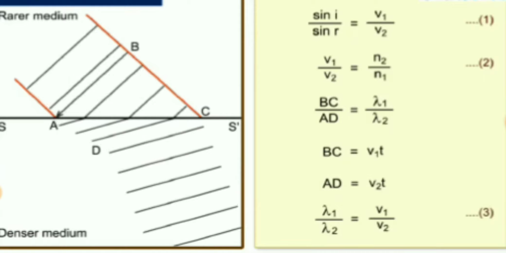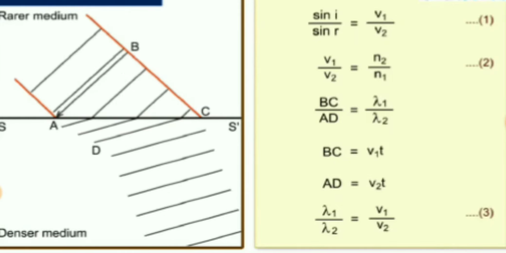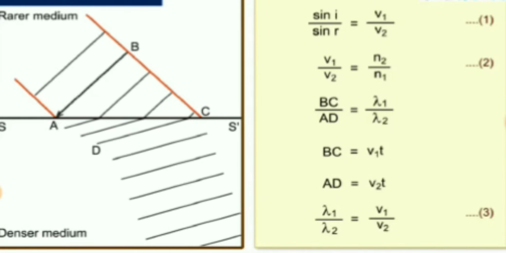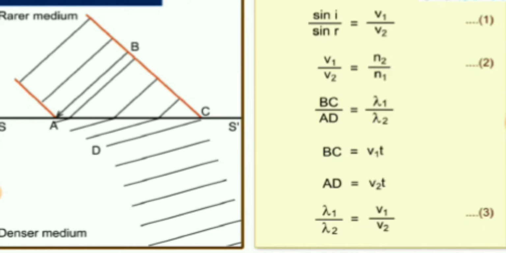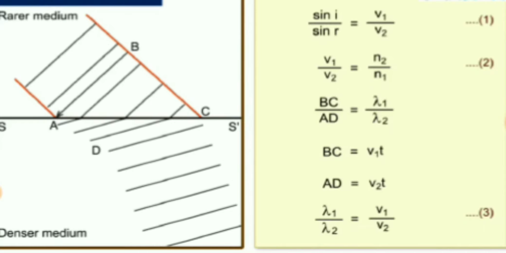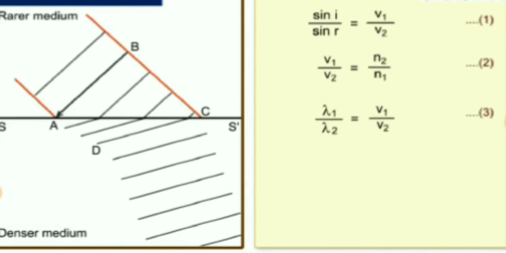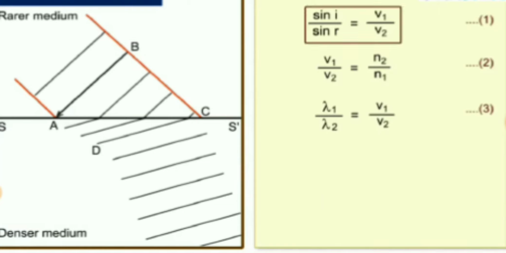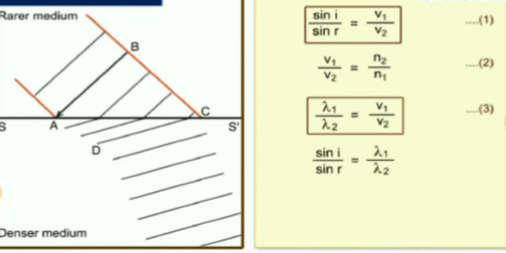Equation 3 implies that when a light wave refracts into a denser medium, its wavelength as well as velocity decreases. From equations 1 and 3, we can write sin i by sin r equals lambda 1 by lambda 2.